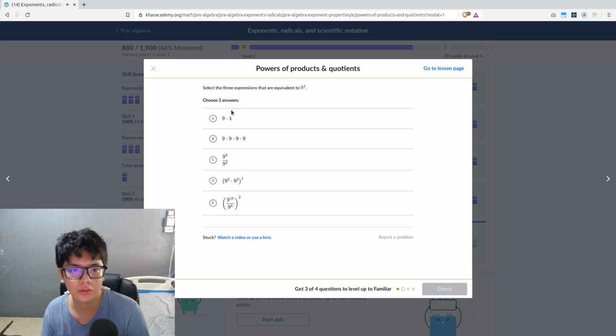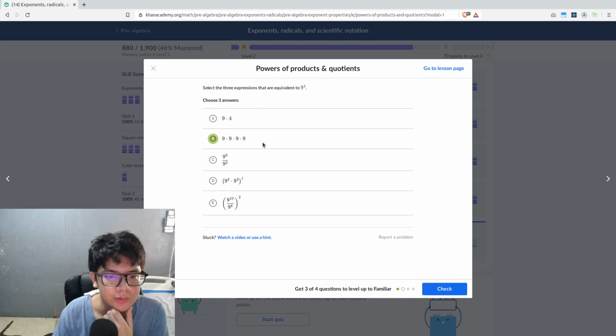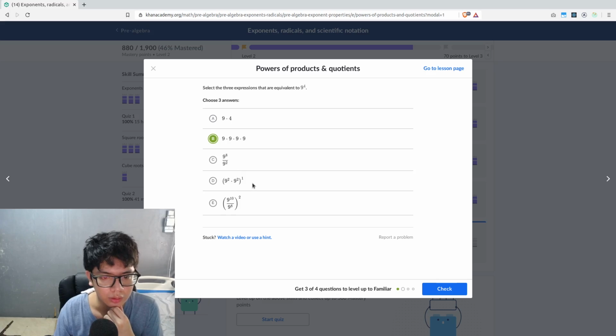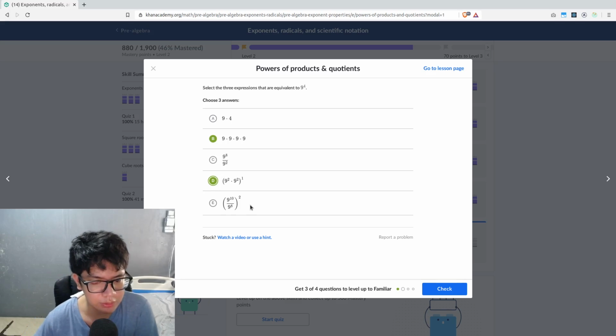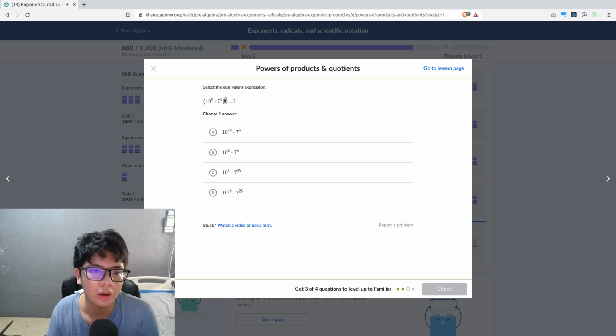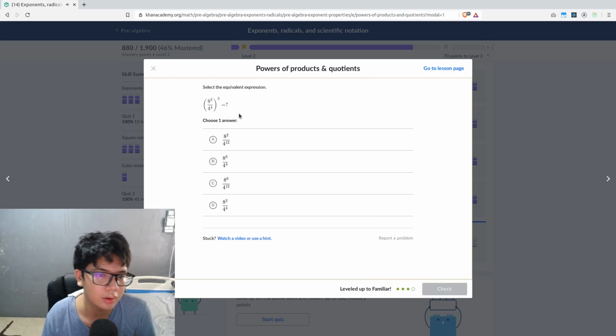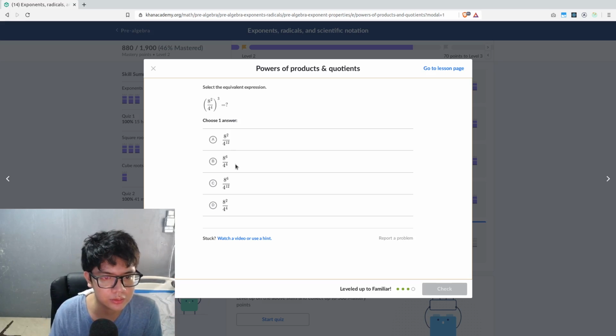Choose the 3 expressions that are equivalent to 9. Alright, 3 expressions, okay. 9 times 9 times 9. This one's 9 to the 4th. What is this? This is 9 to the 2nd power. Times 2, okay. Select the expression 10 to the 10th power and 7 to the 25. Select expression 8 to 6. This one 6 and 4 to 12. Okay, this one.